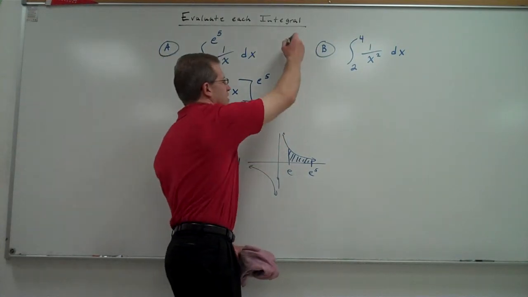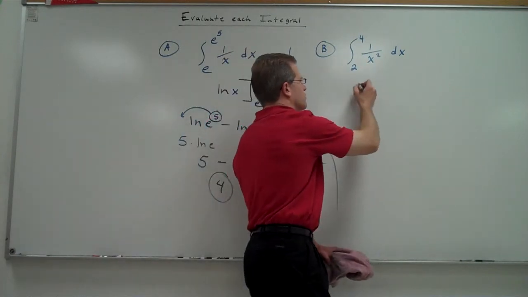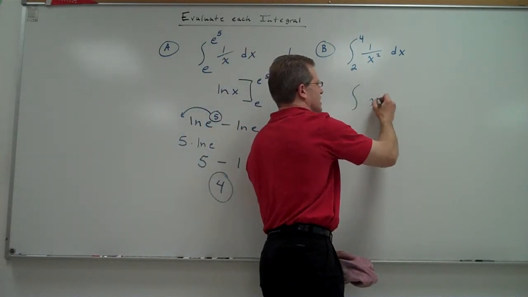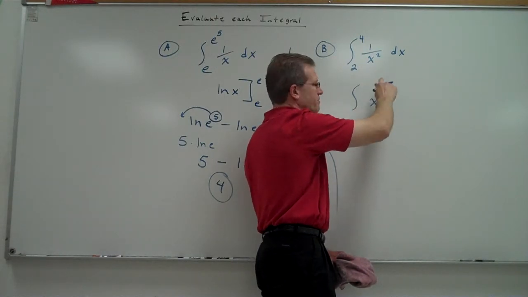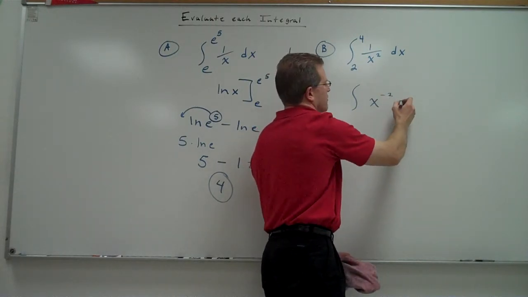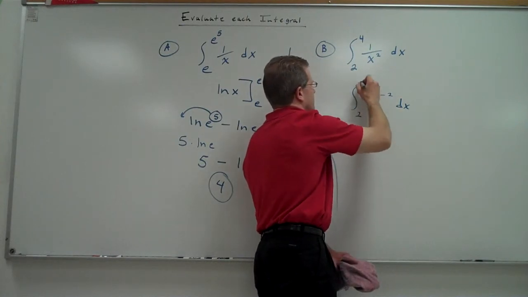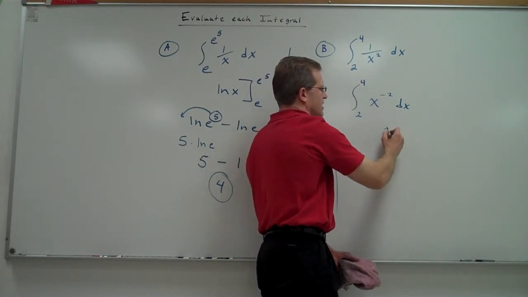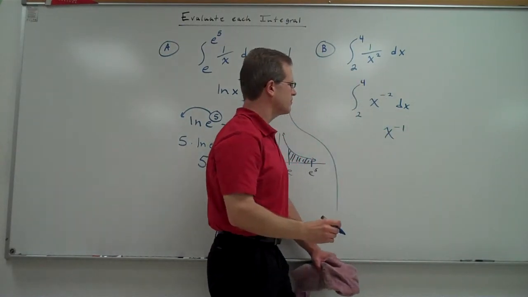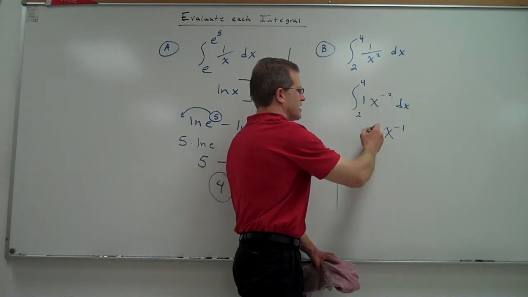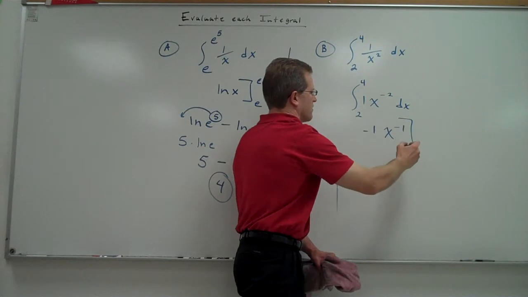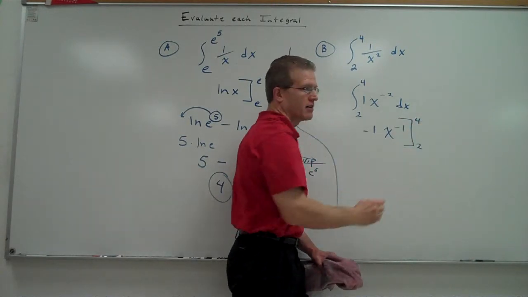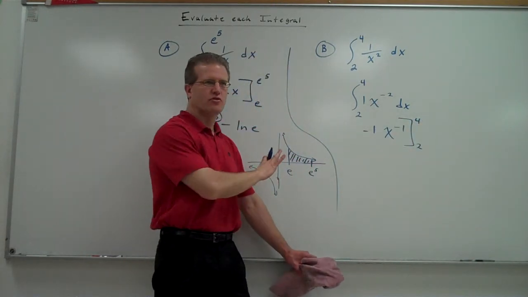Okay, let's move on to this next one. The next one, you'd want to actually change that to x to the negative 2. You would not do a natural log here. Change that to x to the negative 2 dx. Make that 1 bigger, so that's x to the negative 1. Take 1 divided by negative 1, that's negative 1. Any questions about that? This is just your normal integral rule.